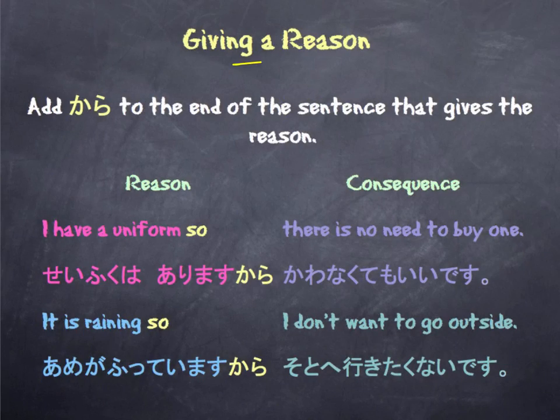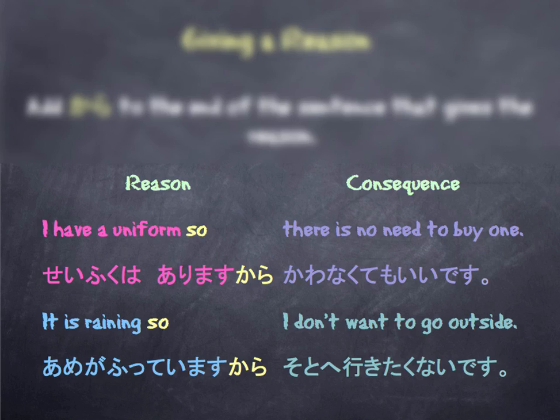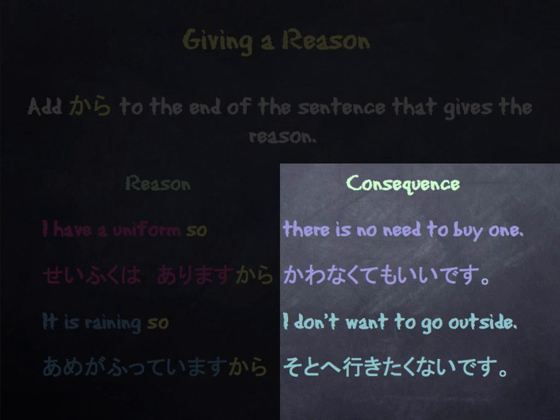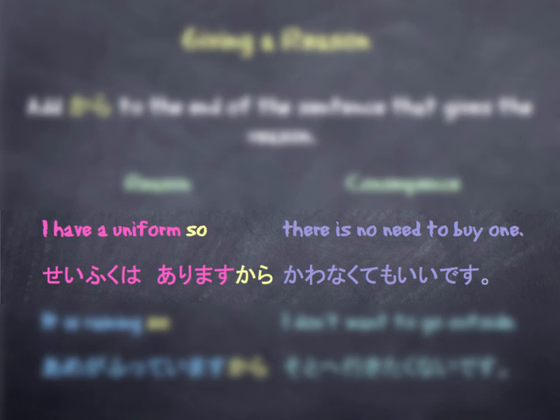Hey guys, so today we're having a look at how to give a reason for something, and in order to do that we use this word kara. So what we do is we add kara to the end of the sentence that gives the reason. So you can see here there are some examples. There's a reason on the left here and then the consequence on the right. So my first example says, I have a uniform, so there is no need to buy one.